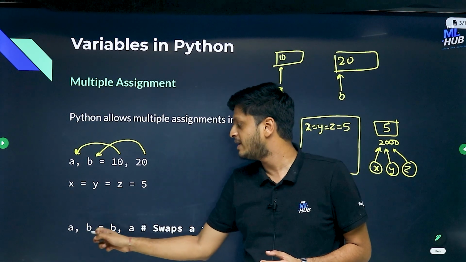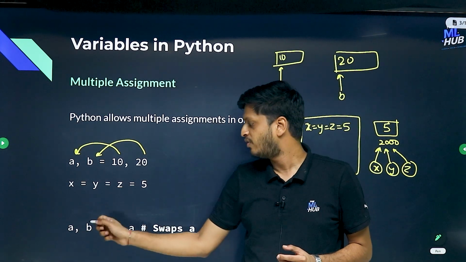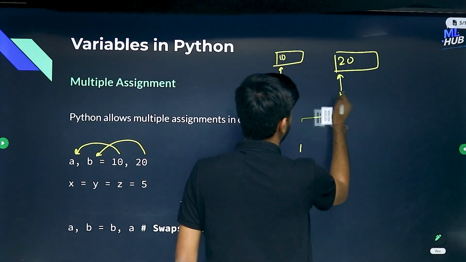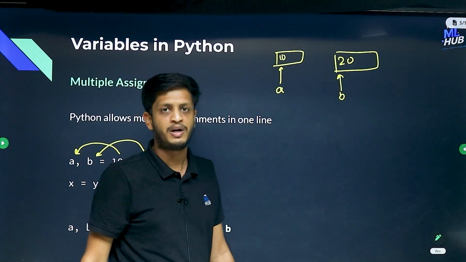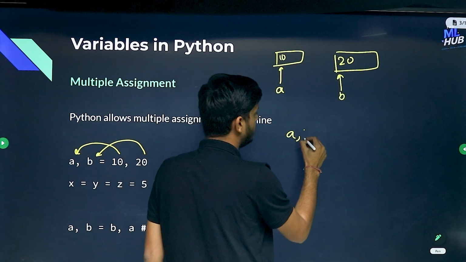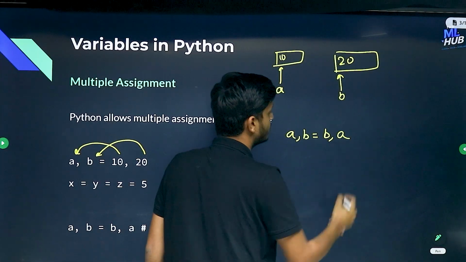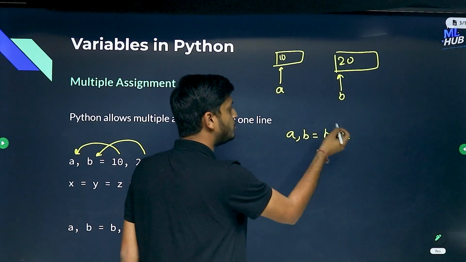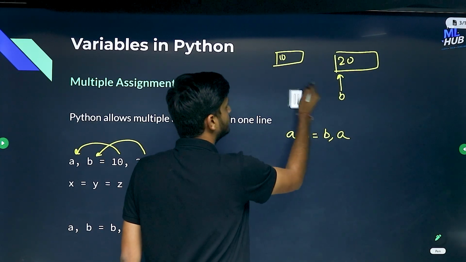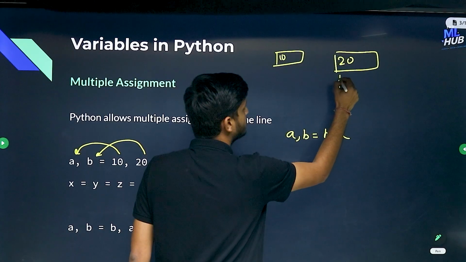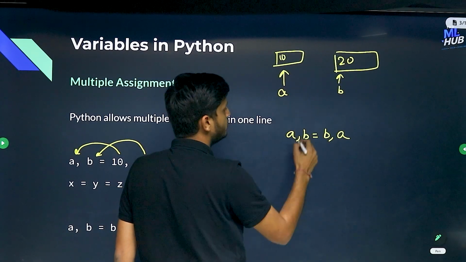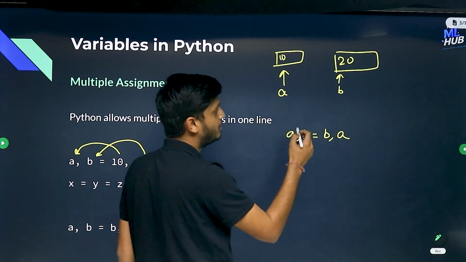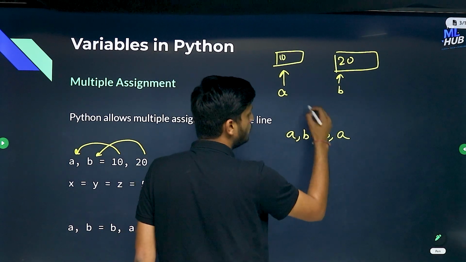You can say a comma b is equal to b comma a. What does this line mean? Let us say a has a value 10 and b is pointing to a value 20. And now I write a comma b is equal to b comma a. It means that whatever value b was pointing to initially, now a will point to that value. Initially b was pointing here and a was pointing here. So this line means whatever b was pointing to, now a will point to that, and whatever a was pointing to, b will point to that. So essentially their pointers will change. Now the new pointers will look like this.